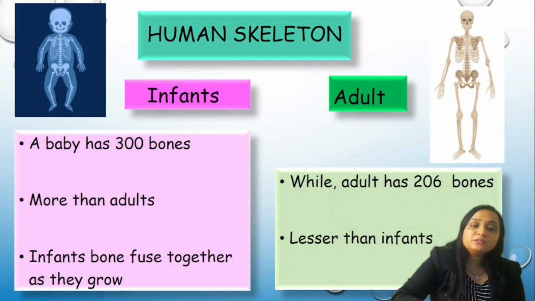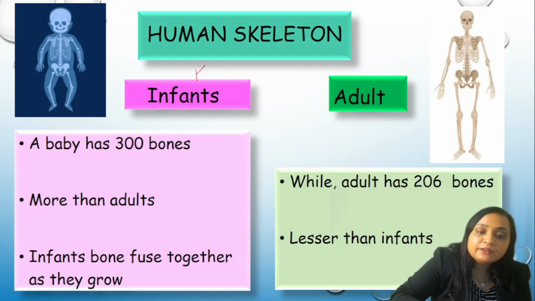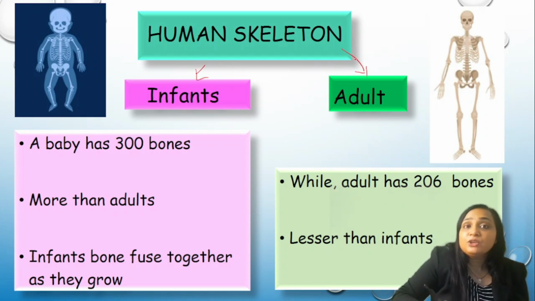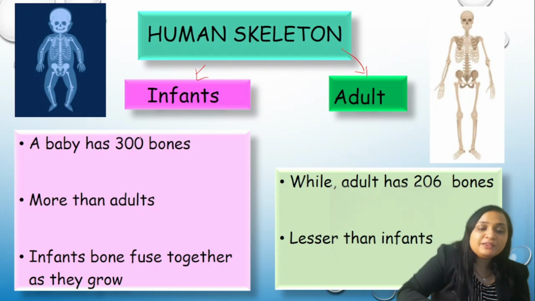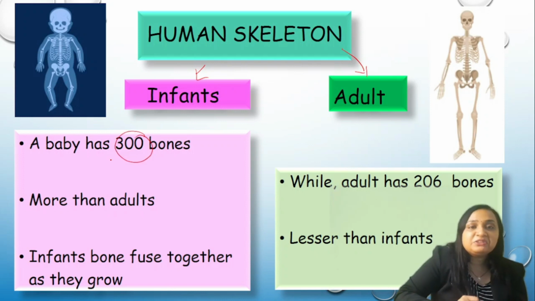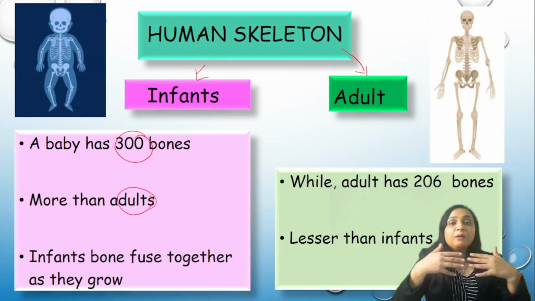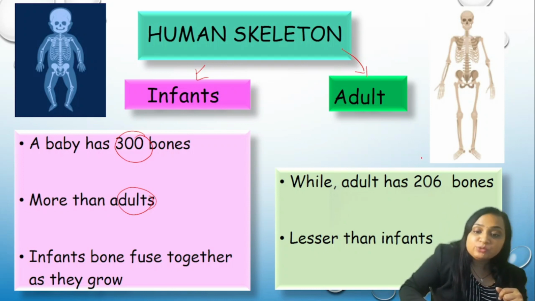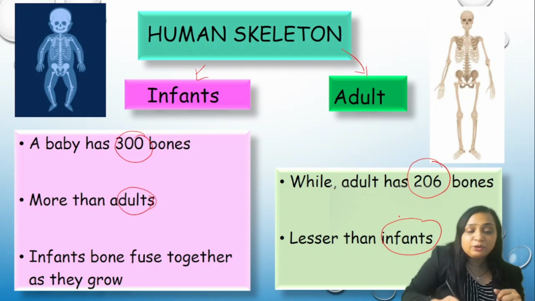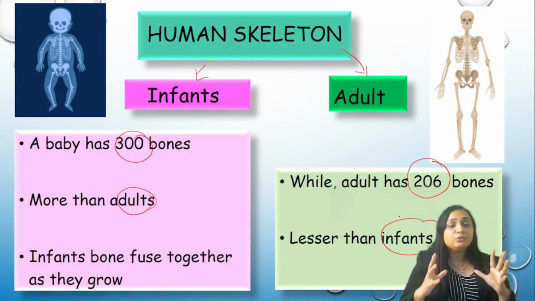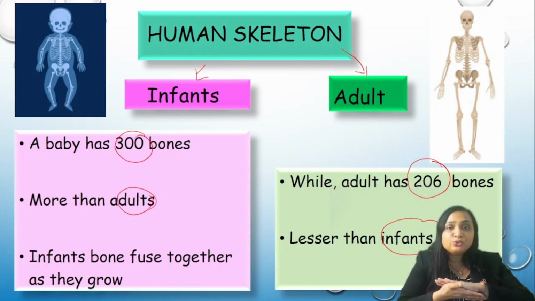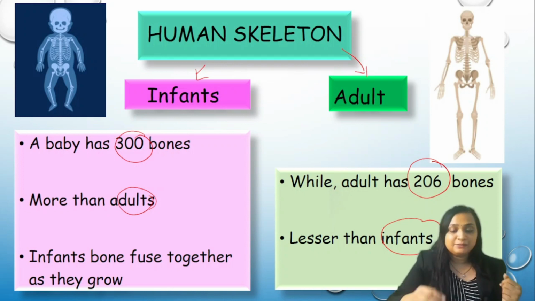So how does the human skeleton of an infant differ from an adult? You will be amazed to know that a baby is born with more than 300 bones, which is more than the adult. The bones start fusing and become one. So an adult has only 206 bones, which is fewer than the infant, because those extra 300-odd bones fuse together as time passes.